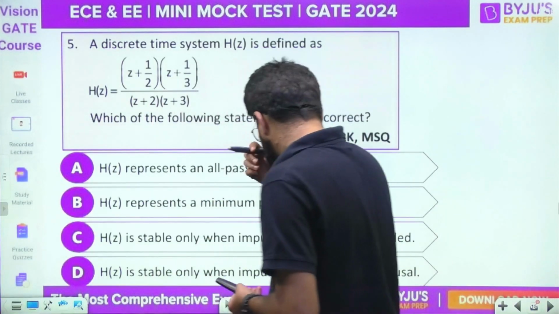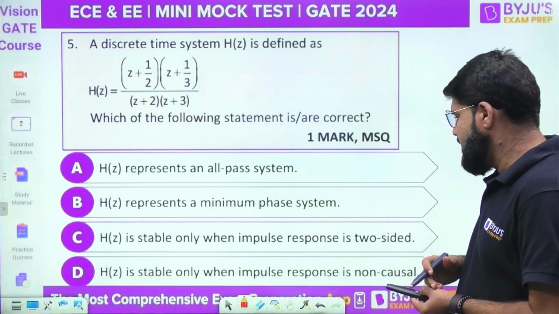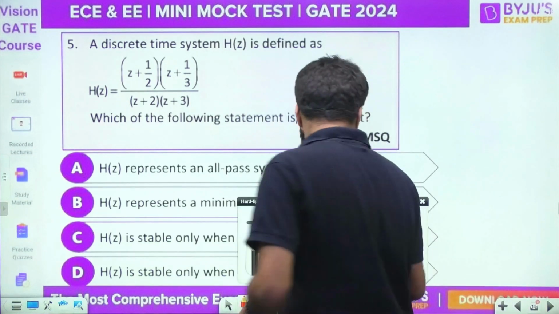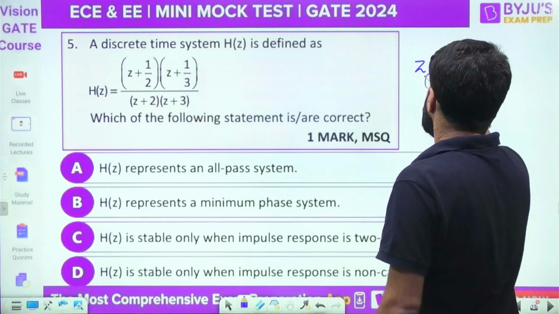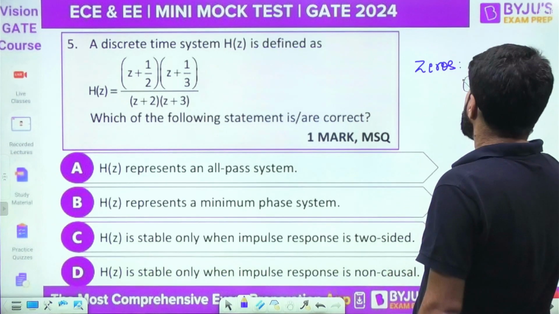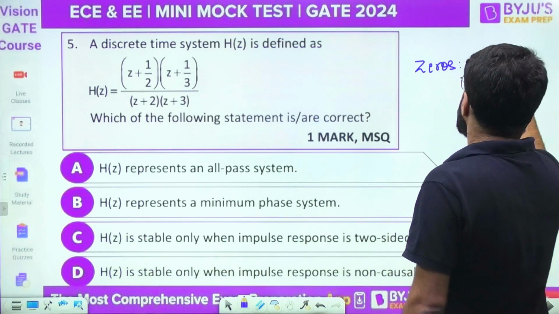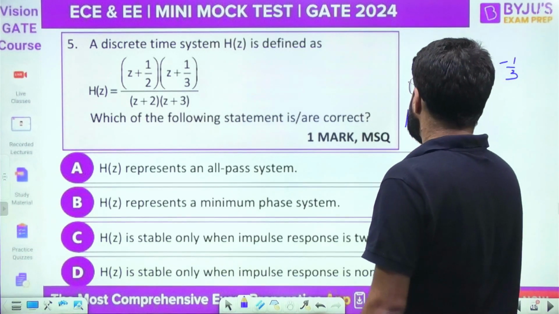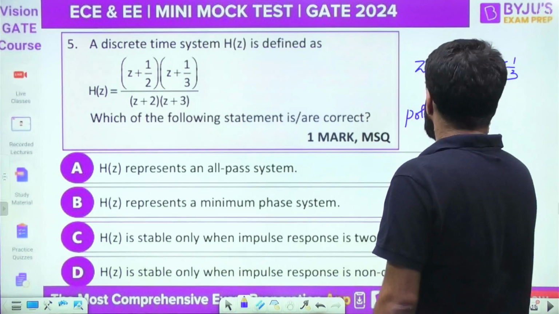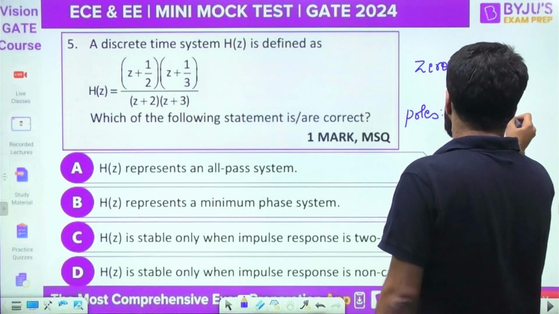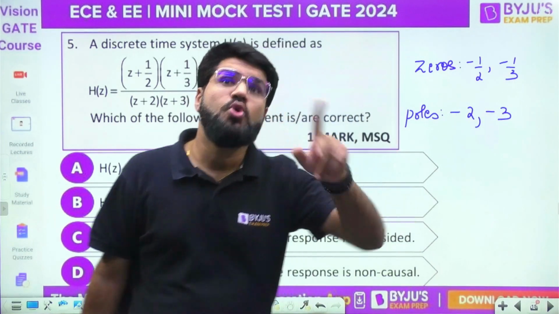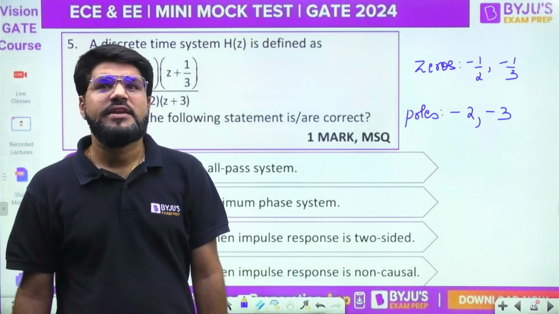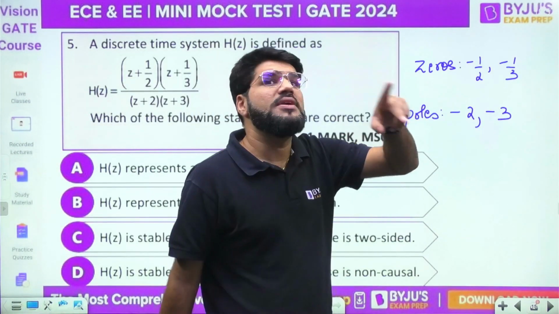First of all, for minimum phase or all-pass, we need to know the poles and zeros. So what are the zeros here? Minus 1 by 2, minus 1 by 3. At the same time, what are the poles? Minus 2 and minus 3. Poles and zeros are symmetric with respect to the unit circle. Unit circle is mod z equal to 1.